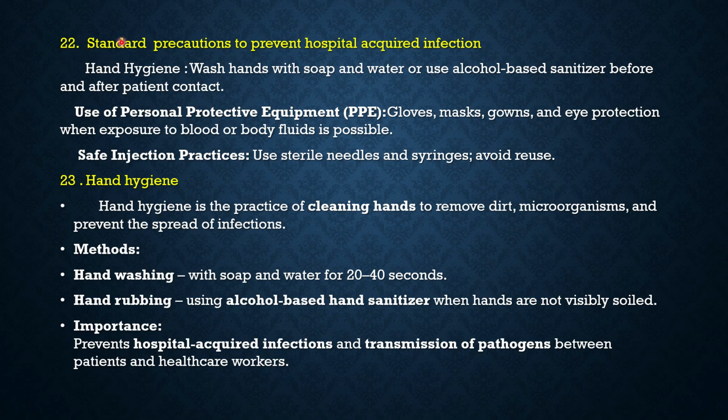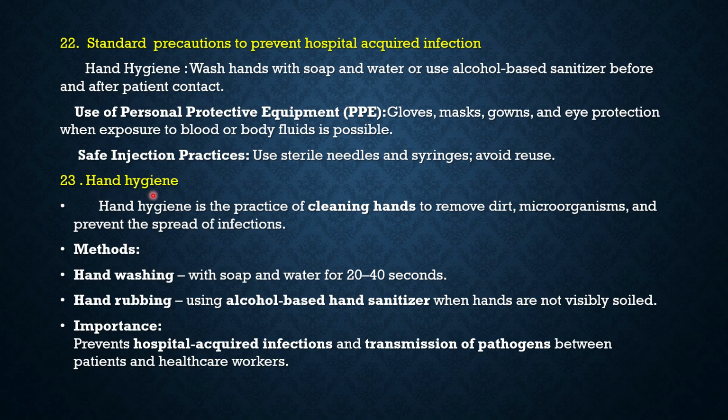Okay, so 22nd one is standard precautions to prevent hospital acquired infection. So first is hand hygiene, which is important. So wash hands with soap and water or use alcohol based sanitizer before and after patient contact. Use of personal protective equipment, that is PPE, like gloves, masks, gowns, and eye protection when exposed to blood or body fluids if possible. And then safe injection practices. Use sterile needles and syringes and avoid reuse.